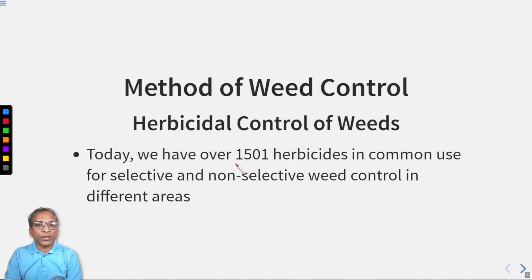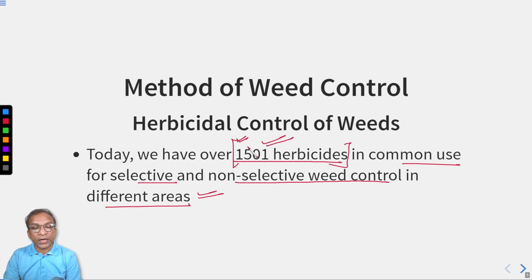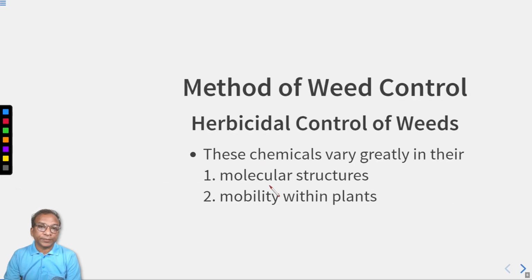So today we have more than 1500 herbicides in common use for selective and non-selective weed control in different areas. So there are so many different herbicides, right? There are some specific herbicides that are crop specific, right? So we can select our herbicides according to the crop and we can spray these herbicides in our cropland to get rid of the unwanted weeds from our cropland.